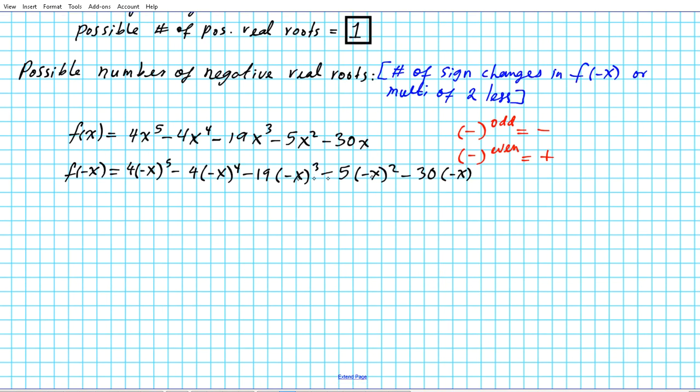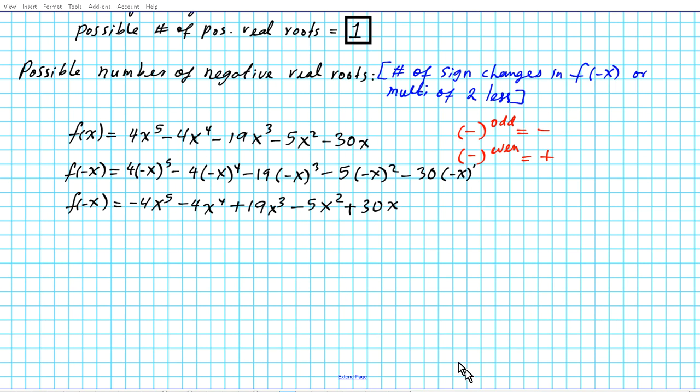If we simplify using this rule here, we can see that f of negative x is going to be negative 4x to the fifth because of the odd power. This stays the same, negative 4x to the fourth. This one switches to positive 19x to the third. This one stays the same, negative 5x squared. And this one has an odd power of 1, which means that it's going to switch to positive 30x. Okay?